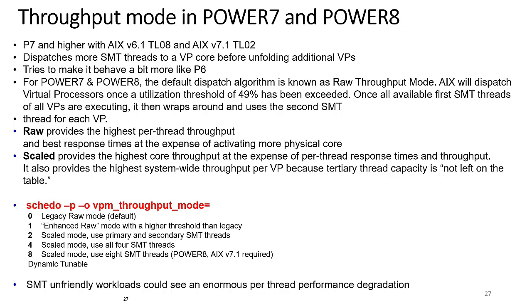One of the options is to switch to VPM throughput mode 1, which is basically raw mode with a slightly higher threshold for when it kicks off the threads. And then there's the various other scale modes of 2, 4, and 8. I don't recommend that you change to these, but you may have applications that will benefit from them if you are having a problem. And again, if your workloads are not SMT friendly, then you could see an enormous per thread performance degradation by changing these. So it's one of those use with caution type things, but you do have it as an option.